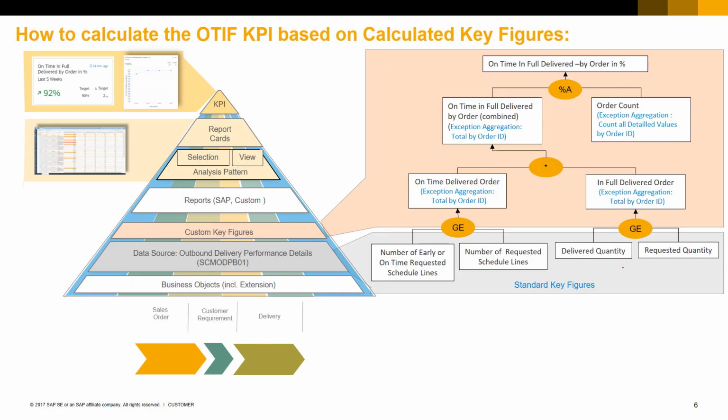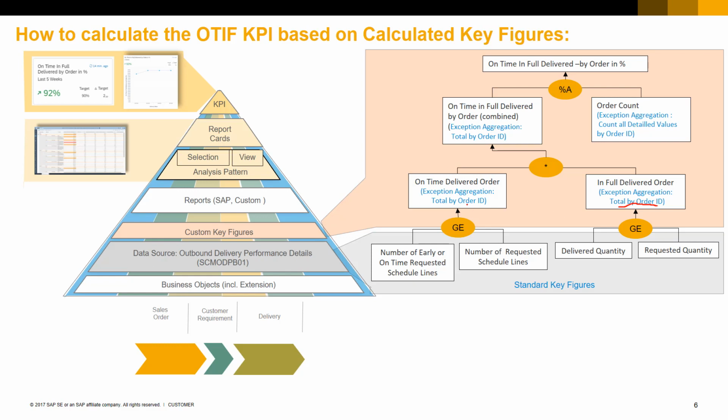Let's start with a simple example. You want to know how many orders are delivered full and how many are delivered partially. So you use a condition on the two key figures delivered quantity and requested quantity, which returns a 1 in cases the delivered quantity is greater or equal, and returns a 0 in case the delivered quantity is lower and the order is partially delivered. So this calculation has to be done on order level, and that's the reason why we use exception aggregation.